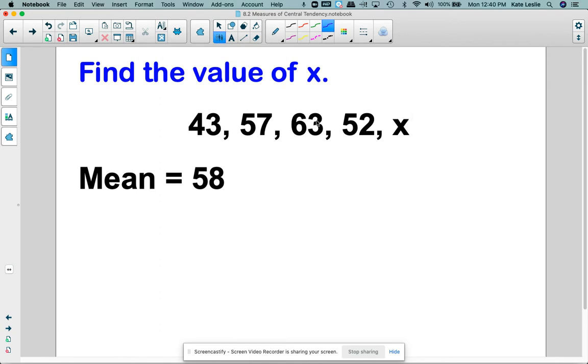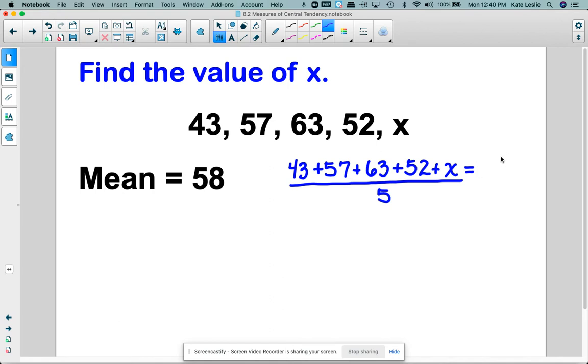Very simple, very similar to the last problem. So what we're going to do is let's go ahead and set up our mean. So we add all these numbers together. So we have 43 plus 57 plus 63 plus 52, these numbers are a little larger, plus x, because that's still part of the data set, equals, after we add all these together, then we divide by however many values there are. And there are 1, 2, 3, 4, 5 values, so divide by 5.